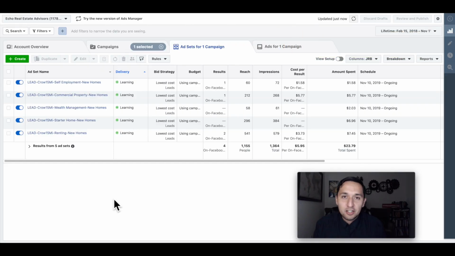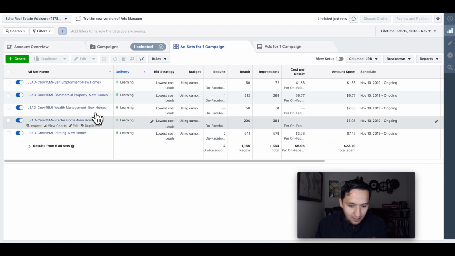All right, so let's look at the campaign that we're running. This is a new construction campaign. We split tested 5 different audiences, or 5 different targeting interests, in this particular campaign. We allocated $20 for the campaign, and we are letting Facebook optimize where to spend the money.